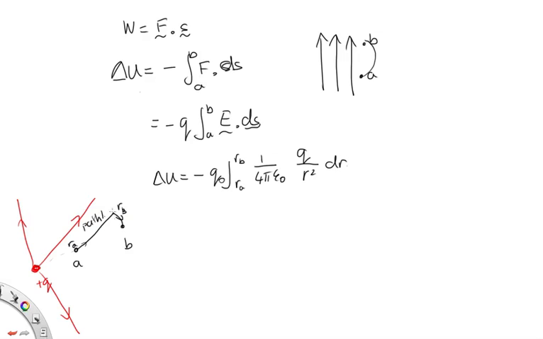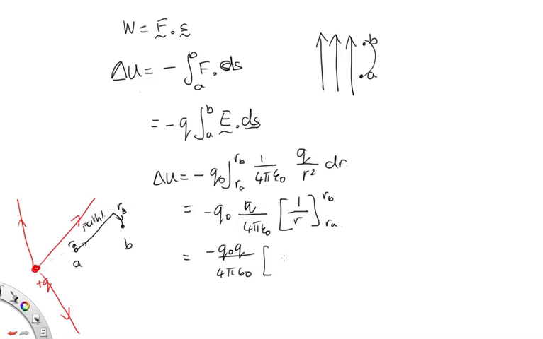And then along this arc part, we've got no contribution. So this is equal to minus Q naught 1 over 4 pi epsilon naught. That Q's constant, so it's out the front. Now when we integrate 1 on R squared, we end up with minus 1 on R. And this is from RB to RA. And so this is equal to minus Q naught Q over 4 pi epsilon naught, 1 on RA minus 1 on RB. So that's the change in potential energy along this path between A and B.